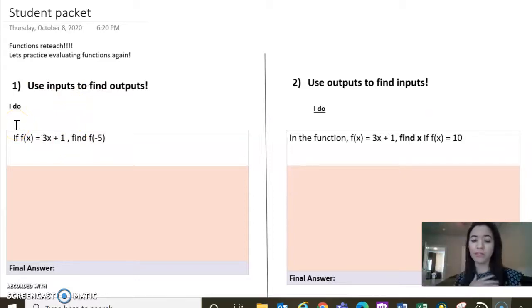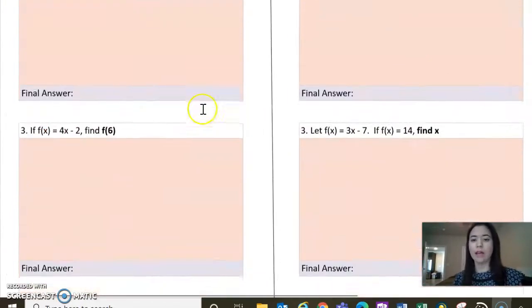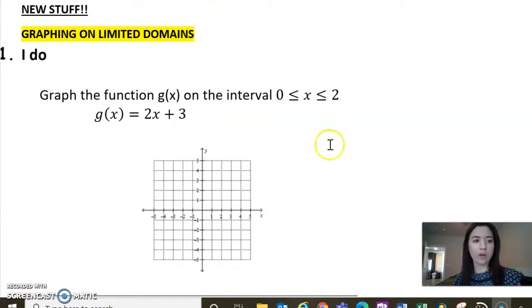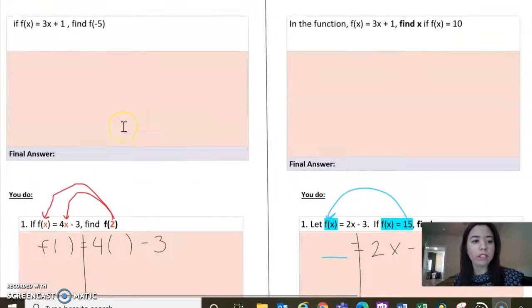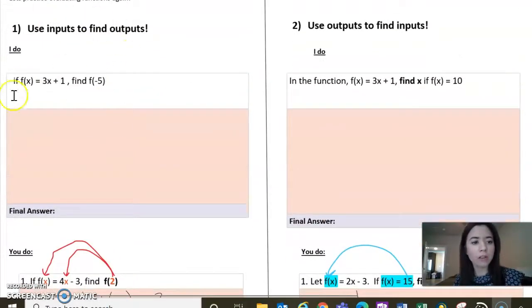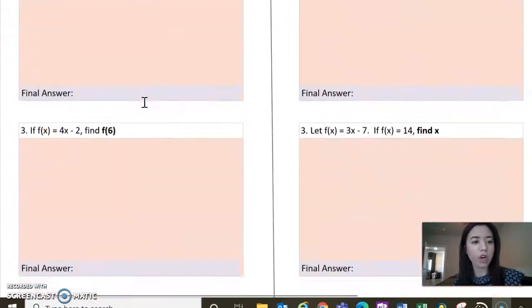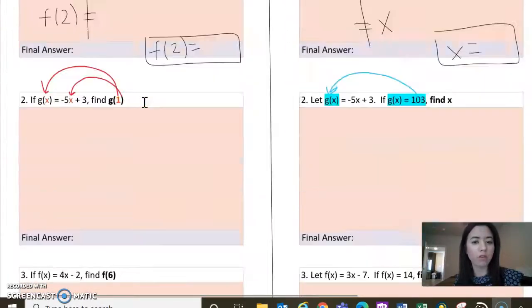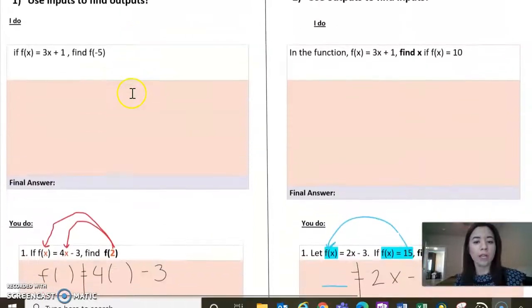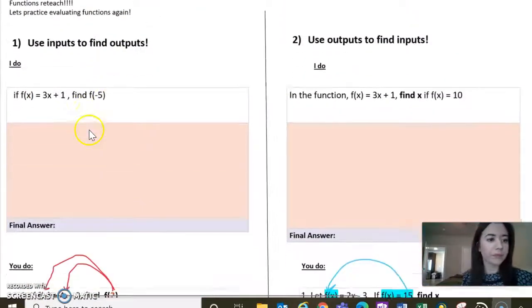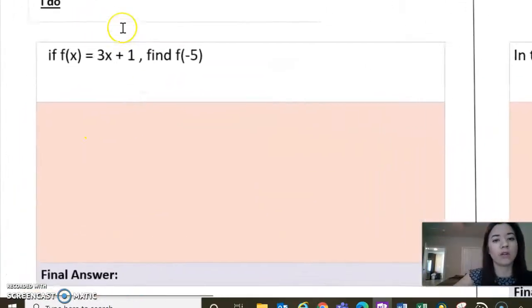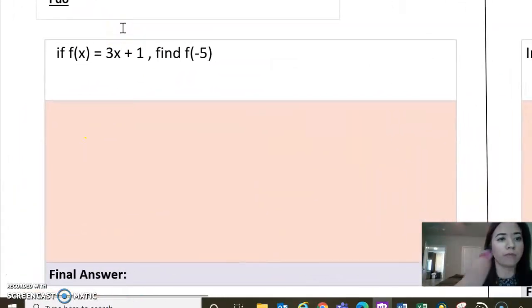Today we are doing a little bit of a reteach on evaluating functions. And then towards the end, we're going to work on graphing, given a limited domain. So first things first, I'm going to model this problem, and then you are going to go through and solve 4 of them. And then I'm going to model this one, and then you will work through and solve 4 of them. So let's go ahead and get started with this first one here.